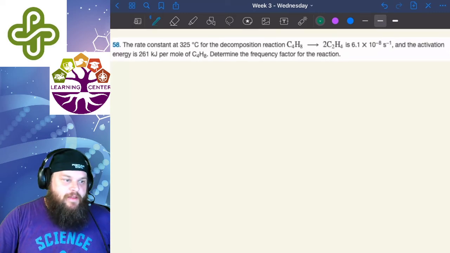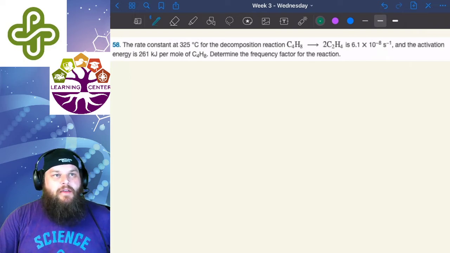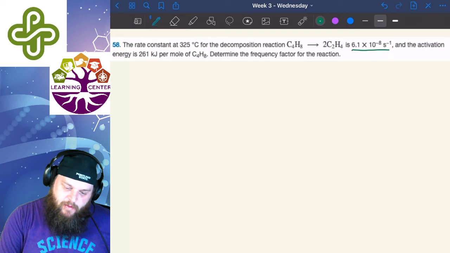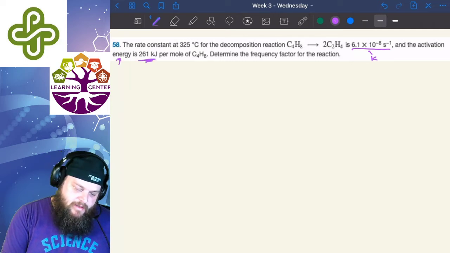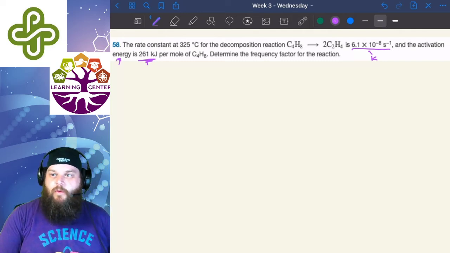So this one, number 58, has to deal with the rate constant at 325 degrees C for the decomposition reaction. C4H8 reacts to produce 2 of C2H4. And they're giving us our constant value, 6.1 times 10 to the negative 8 per second. This is going to be k. And the activation energy is this guy. That's 261 kilojoules, or 261,000 joules per mole.